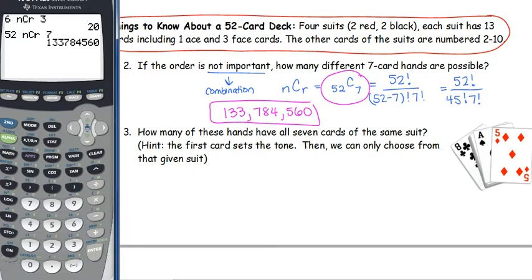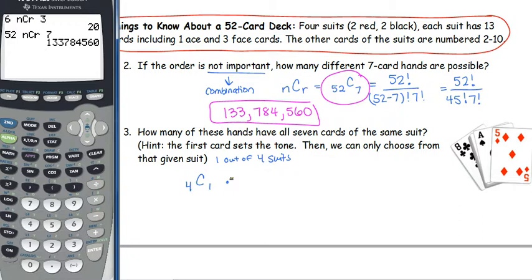Alright, number 3. How many of these hands all have 7 cards of the same suit? Okay, so now this is where it's going to get tricky. You really have to think through your process. So I'm hinting to you, the first card sets the tone. So we think about the fact that we have 1 out of 4 suits. Remember, there's 4 suits: hearts, diamonds, clubs, and spades. So the first aspect of this is we have 4 suits and we are choosing 1.